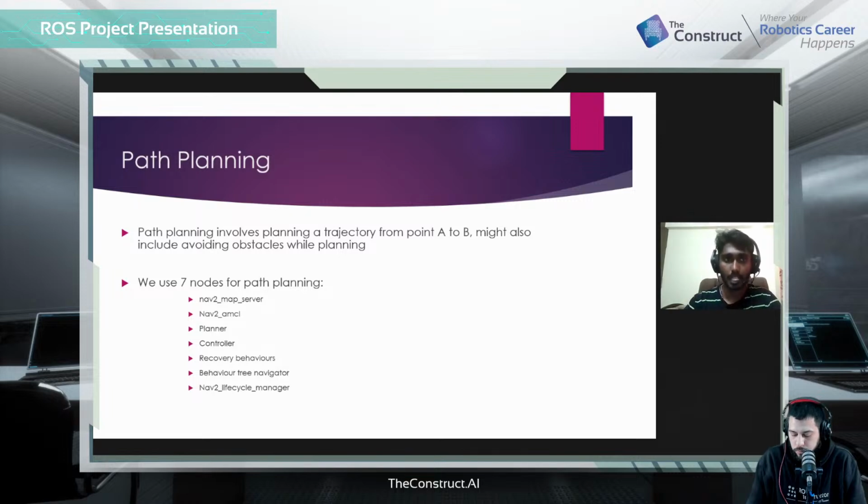The next part is path planning. What path planning means is planning a trajectory from point A to point B, and while the bot follows the trajectory, it might also involve avoiding obstacles. We use seven nodes for path planning: the nav2 map server, nav2 AMCL, planner, controller, recovery behaviors, behavior tree navigator, and the nav2 lifecycle manager, which is pretty much explained when the course is done.